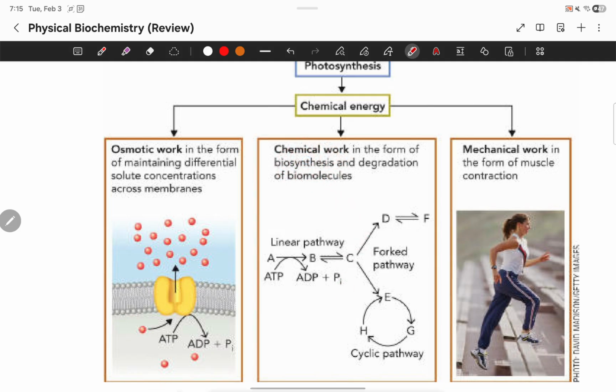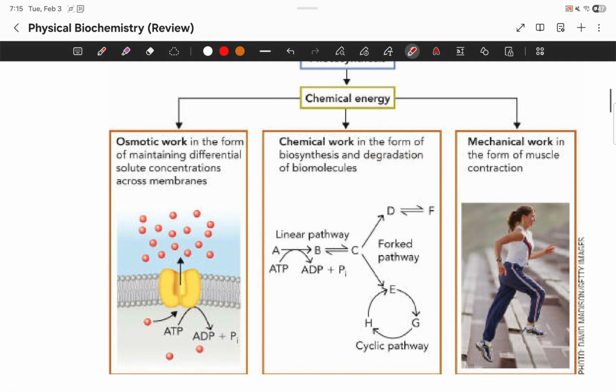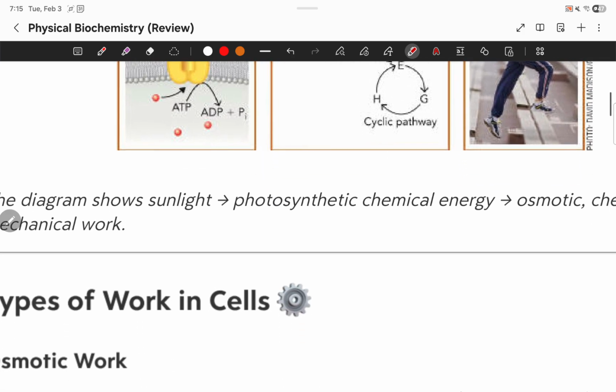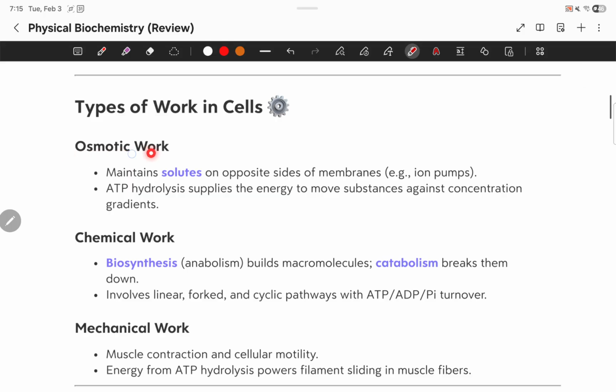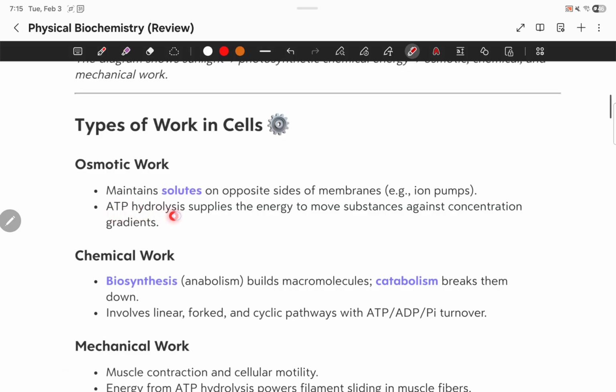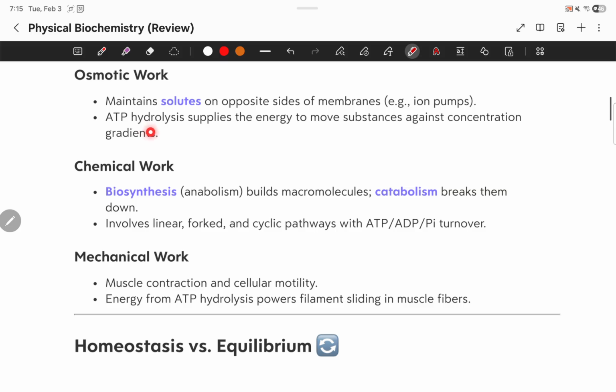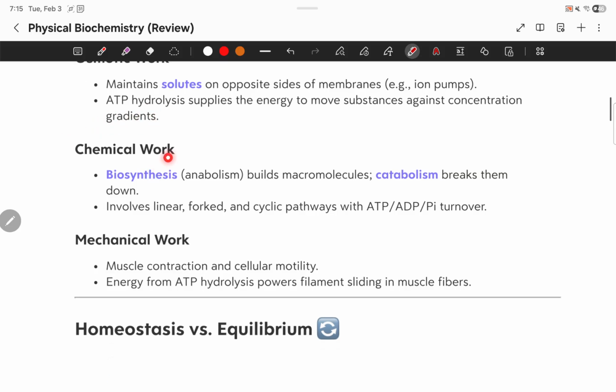Biosynthesis is anabolism. We are making biomolecules from smaller molecules. Degradation is catabolism. Mechanical work is basically muscle contraction, like movement and mobility. I've got the types of work in the cells right here. Osmotic work maintains solute differences on opposite sides of the membrane, such as ion pumps. ATP hydrolysis supplies the energy to move those substances against their concentration gradients.